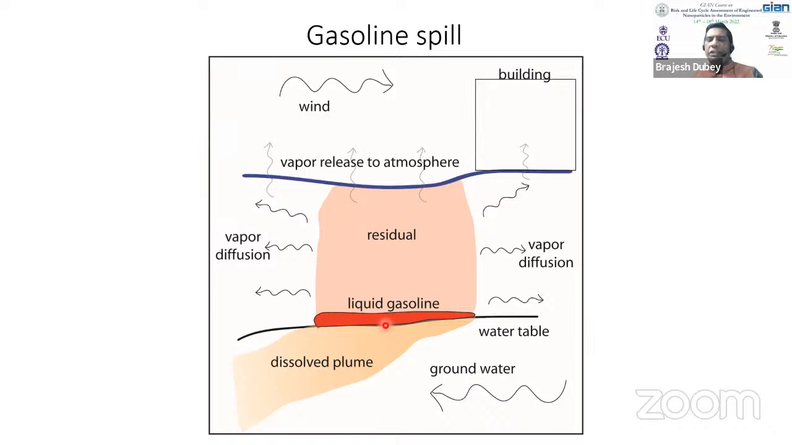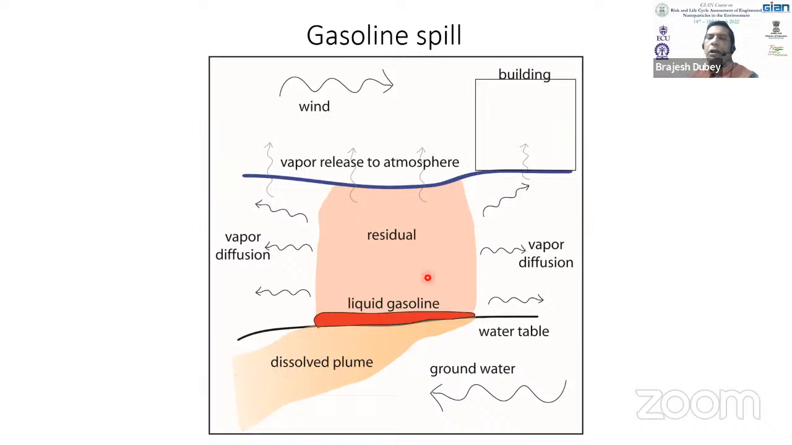So BTEX chemicals are not readily dissolved in the water. That's why you see a dissolved plume, but the reaction rate is much smaller. Had it been readily dissolved, you would not see it sitting on the water table. Otherwise, it would just get mixed with water. So once it's sitting on the water table, what will happen? Some part of it gets dissolved into the soil water below, and as the groundwater is moving, it is taking it away. So the area doesn't get saturated in terms of the concentration of this gasoline contamination, and you will have more and more dissolution taking place.